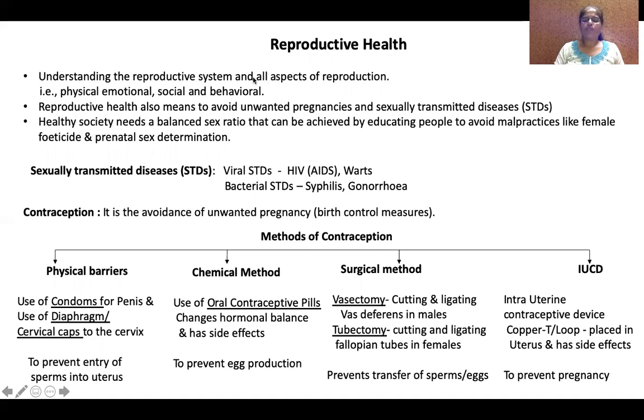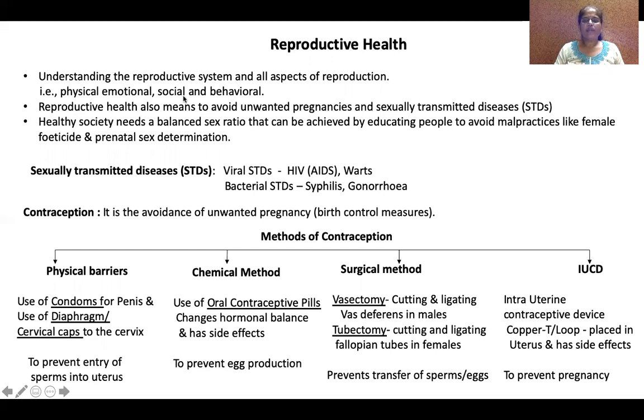One should know what changes a female will be undergoing during reproduction, because she'll undergo physical changes, and she'll be emotional, she'll be attached to the fetus, and there will be social behavior changes also.